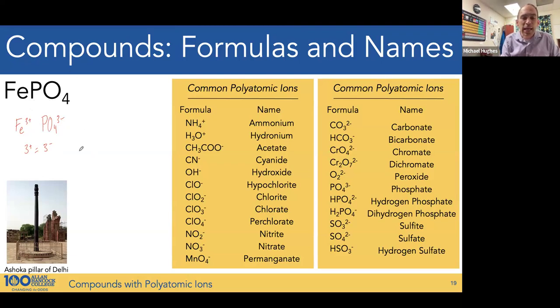And so this then is iron(III) phosphate. Note the suffix -ate in phosphate, meaning it has more oxygens than phosphite will have, which will have less. So this iron(III) phosphate is one of the things that preserves this pillar in Delhi.